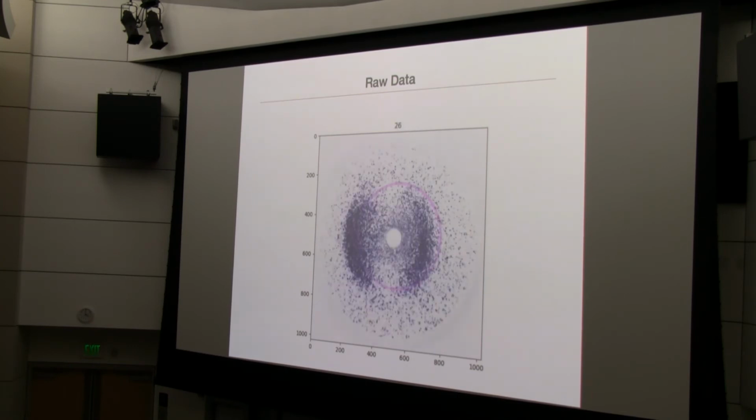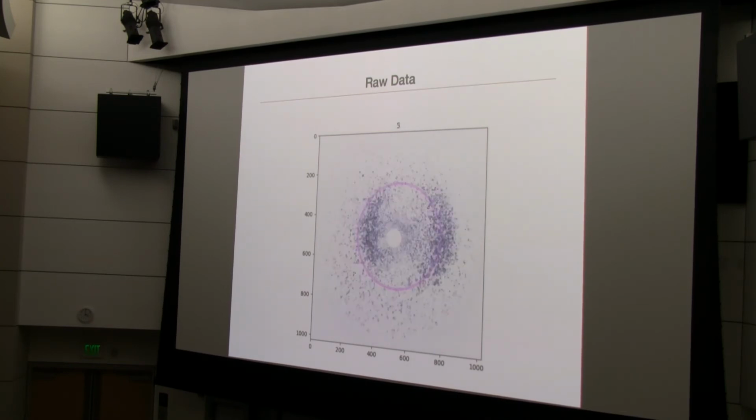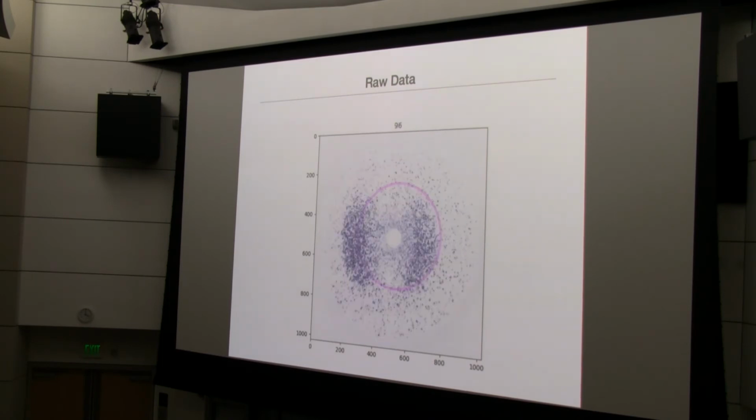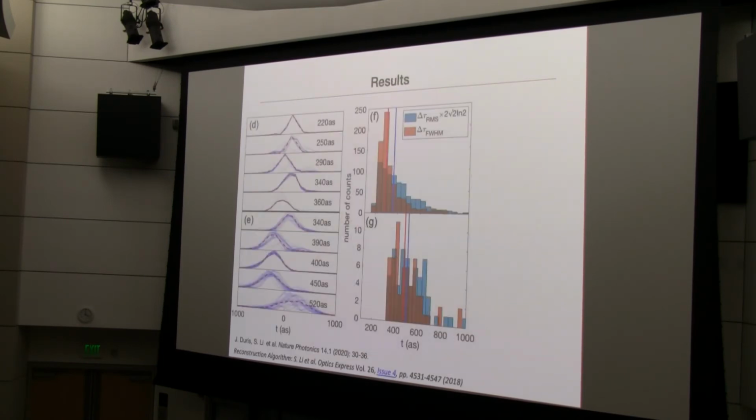Of course, you don't just look at the data and say the pulse is short. We developed an algorithm that can take a single shot of this streaking data and turn it into a pulse profile. And we get what we thought we had just looking at the spectra. So this is data taken at 900 electron volts. You get an average pulse duration of 280 attoseconds. And at lower energy, around 600 eV, you get an average pulse duration of around 450 attoseconds.